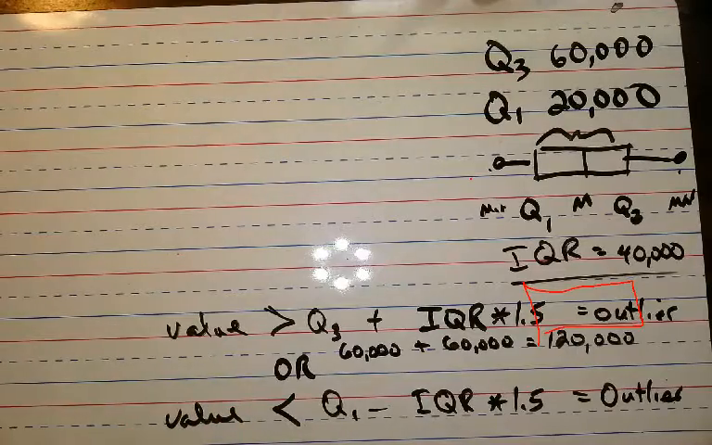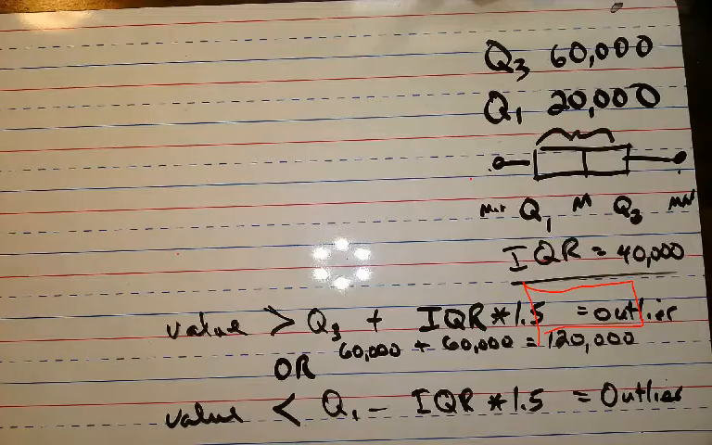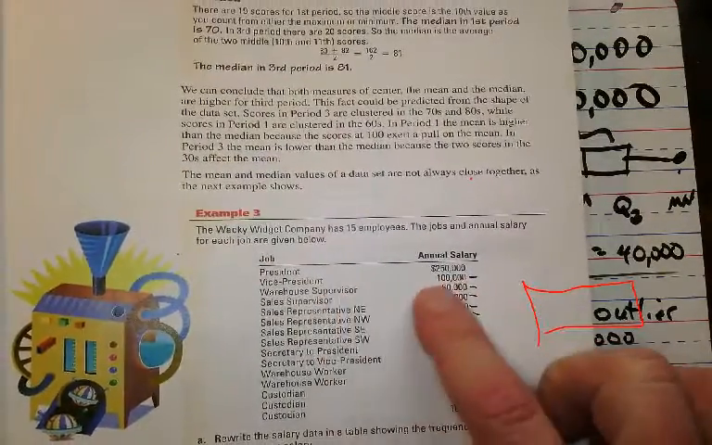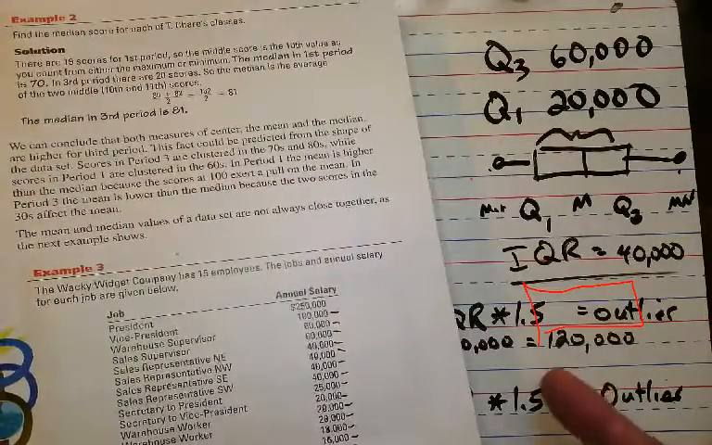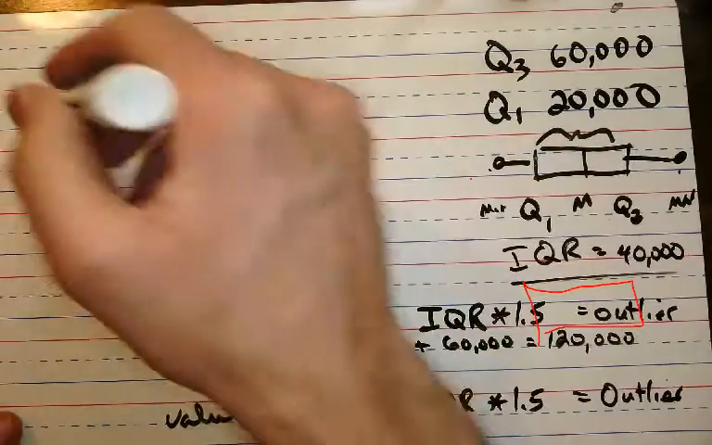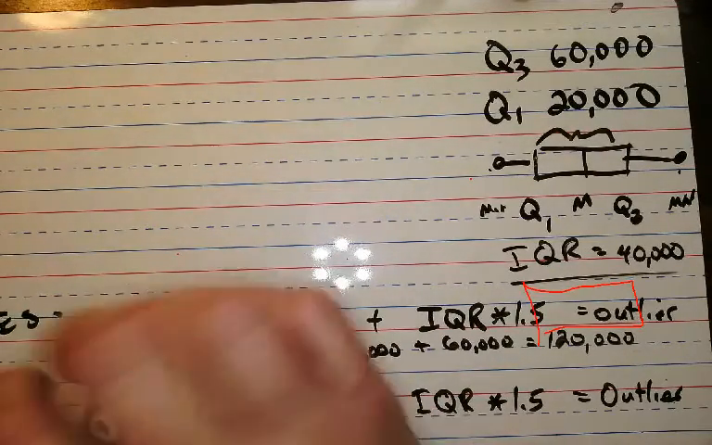And the answer is yeah. The top number was greater than that. Remember, the guy at the top, the CEO, was making $250,000. See? Right there. The next guy was only making 100,000. So 100,000 is not an outlier because it's not bigger than 120. But 250 is an outlier. So, is there an outlier? Yes, there's an outlier.